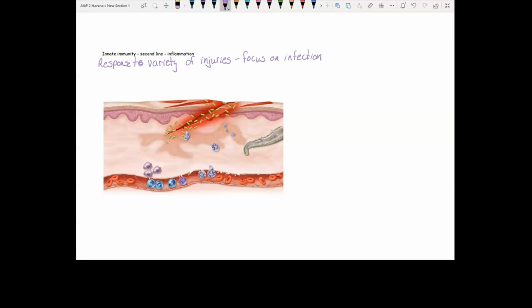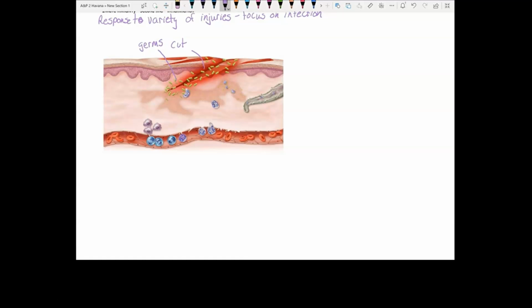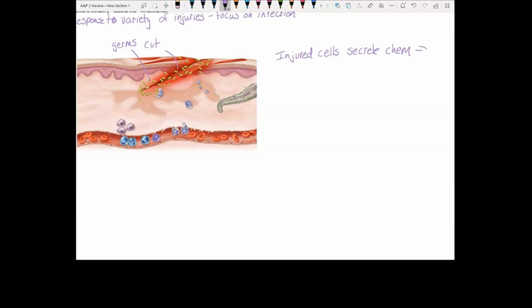So the scenario we're going to look at is that you have a cut and germs are getting in through that cut. All these little green things here represent the germs getting in through the cut. When you have an injury like this, the injured cells secrete chemicals. These chemicals stimulate the blood vessels, and they stimulate the blood vessels to do three things.